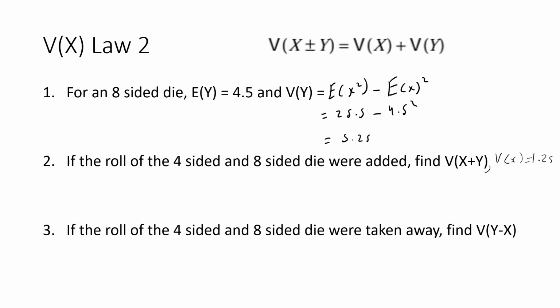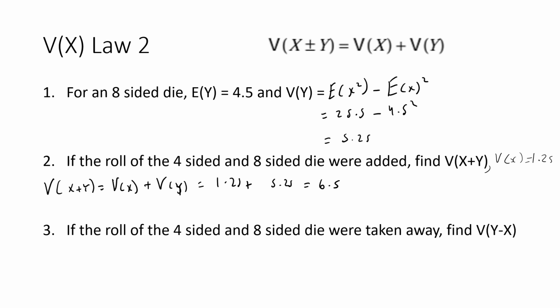If the roll of the 4-sided and 8-sided dice were added, find V of x plus y when V of x is 1.25. This is very simple. V of x plus y is equal to V of x plus V of y, which is 1.25 plus 5.25, which gives us 6.5.